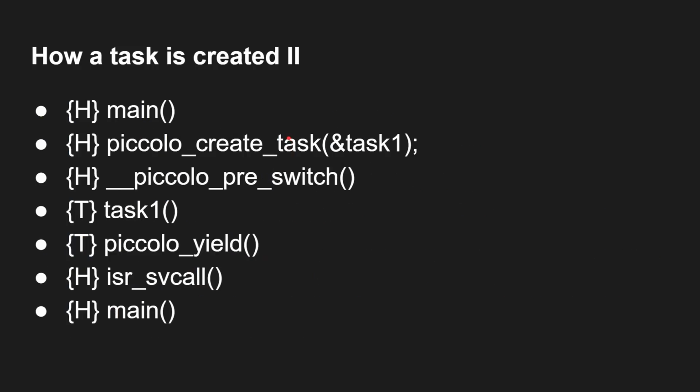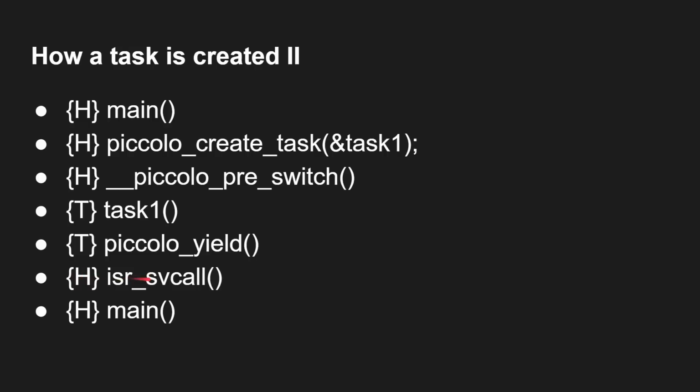So here's the flow of functions, just to get rid of all those words. You're in main, you create a task, that calls Piccolo pre-switch, which means you end up running in thread mode. This here down the left-hand side, look at this. Handler mode, handler mode, handler mode, thread mode, thread mode. So it just tells you what mode the CPU is in. You're in thread mode, running using its own process stack. You're running task 1. At some point, Piccolo yield is called, which forces an interrupt to happen, which means you go back into handler mode, because interrupts are handled in handler mode.